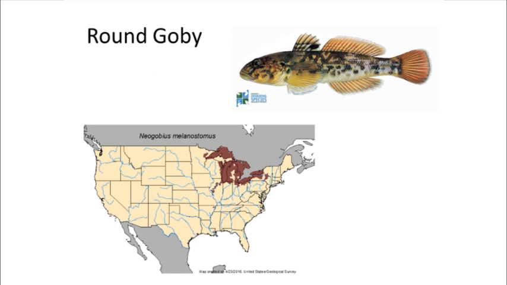All right, so another fish that actually is in New York now, but it's something we want to keep track of as it gets into new water bodies, is the round goby. And this is a much smaller fish. It's just getting 4 to 6 inches in length.